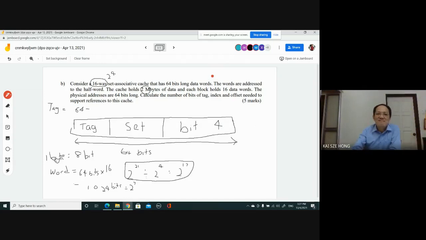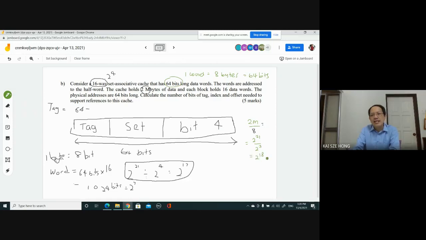Because you have 2 mega only, right? Your 2 mega, you have to divide by 8 bytes because the words are 64 bits long, right? So 1 word equals 8 bytes, equals 64 bits. That's why you have to divide by 8 bytes. So how many words are there? This equals 2 to the power of 21 divided by 2 to the power of 3. Then you get 2 to the power of 18, right?